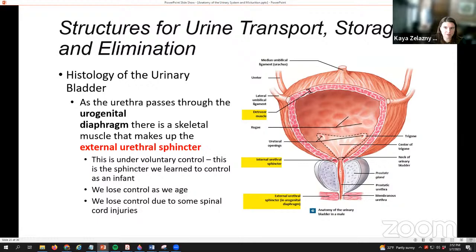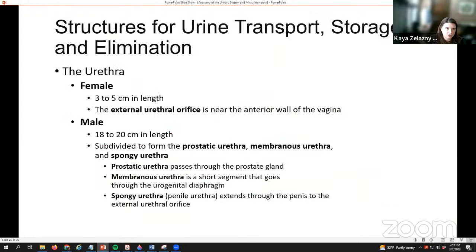So the structure for eliminating urine from your body after it's in the bladder, so bladder to the outside world, is called the urethra. Slightly different in females and males. Oh, our picture is on the next slide. In females, this is going to be like 3 to 5 centimeters in length.